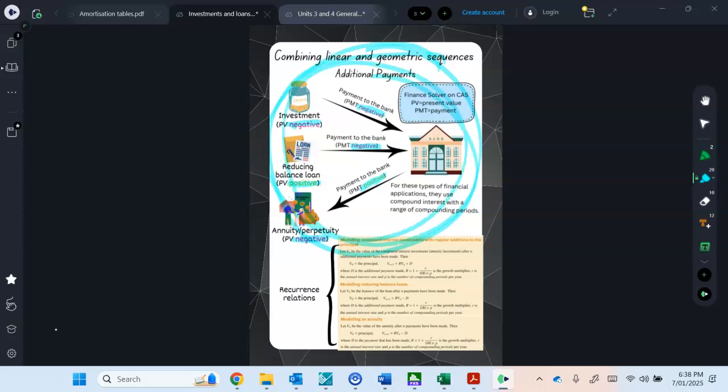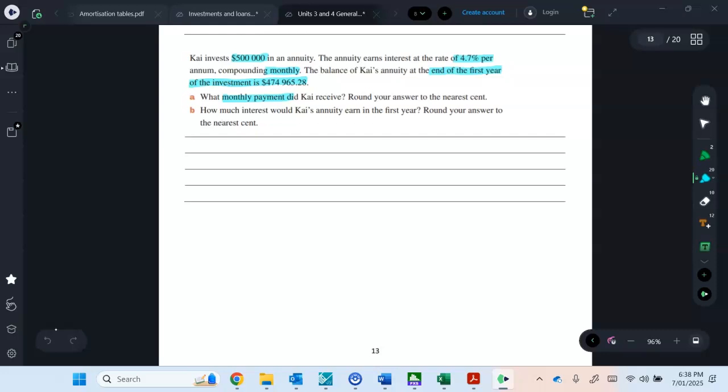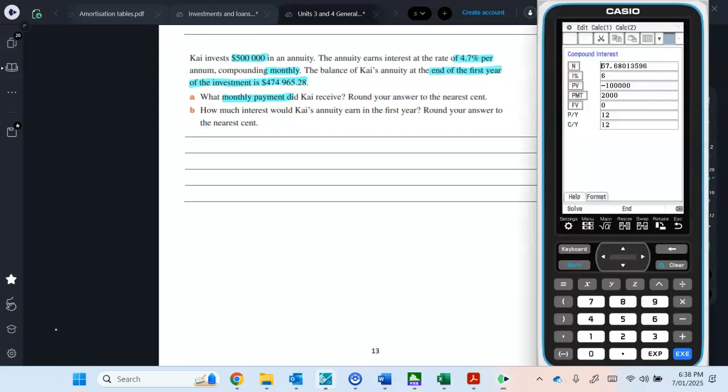All right, getting back. All right, so on the calculator, we're going to go to clear page. All right, do things as we go. So it's an investment, so we're going to go to here. All right, so negative 500,000. The annuity earns interest at the rate of 4.7.